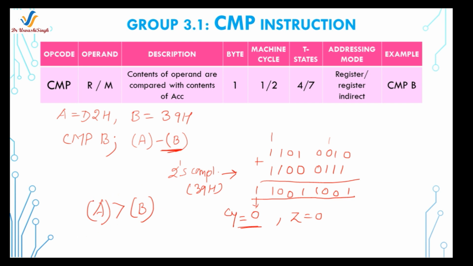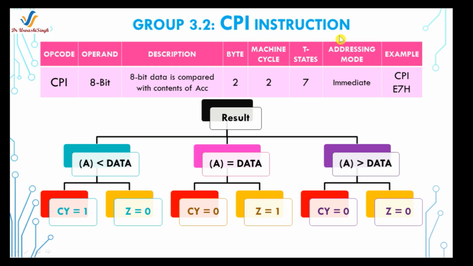Moving ahead, next instruction is CPI instruction. In this instruction, the 8-bit data which is given in the instruction is compared with the contents of accumulator. Rest part is same. So let's understand this example, CPI E7 hex.